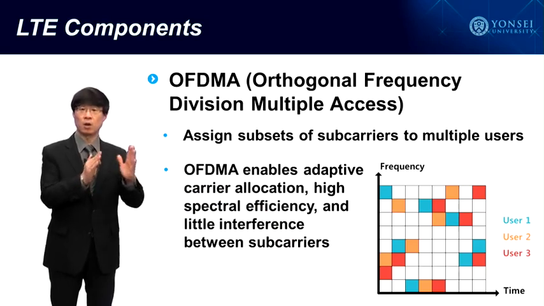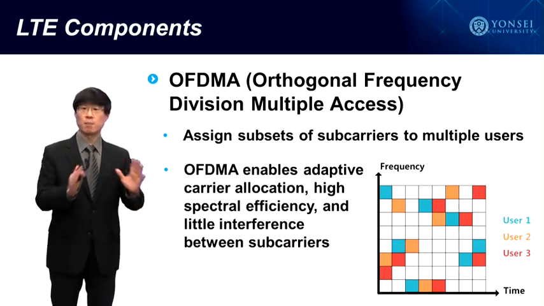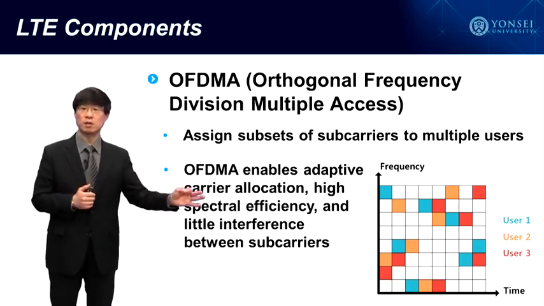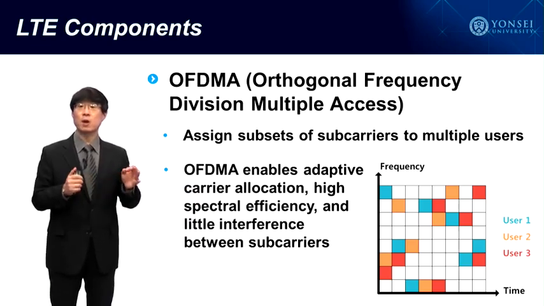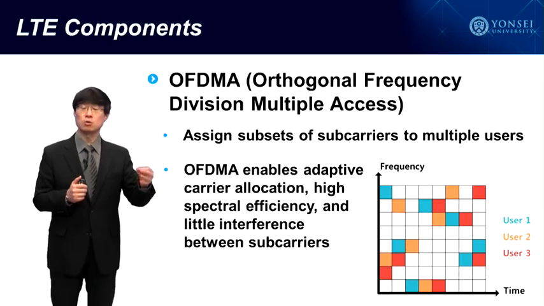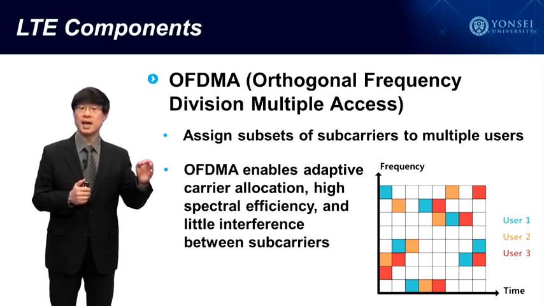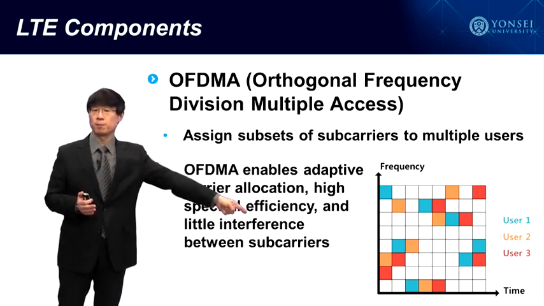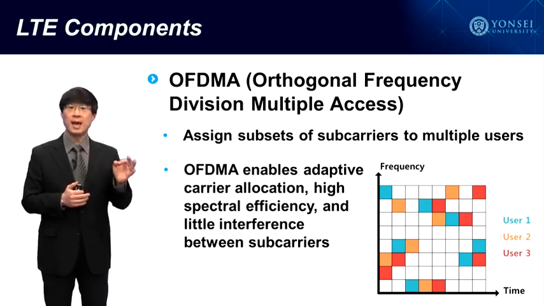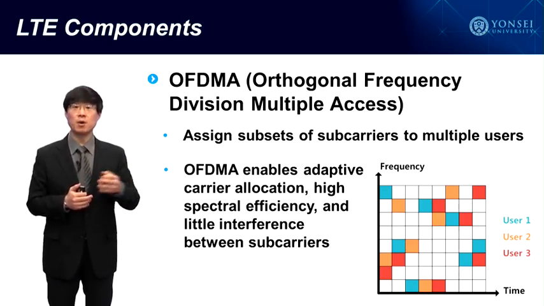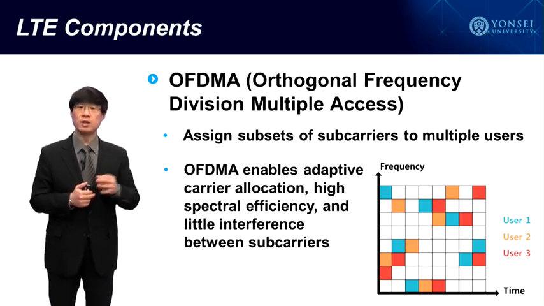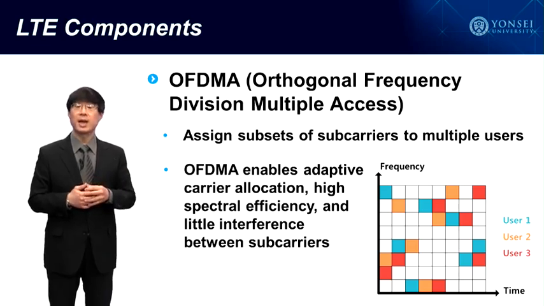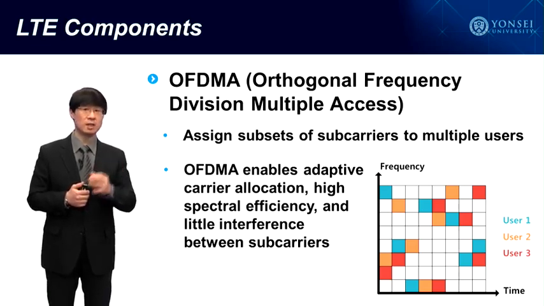It's like an array, like a matrix with a bunch of blocks, and you have blue colors, orange colors, red colors in there. They represent where user 1, user 2, or user 3 are assigned within the time and the frequency shown over there. Now, OFDMA enables adaptive carrier allocation, high spectral efficiency, and little interference between subcarriers. And that's why it's used in LTE mobile communications.